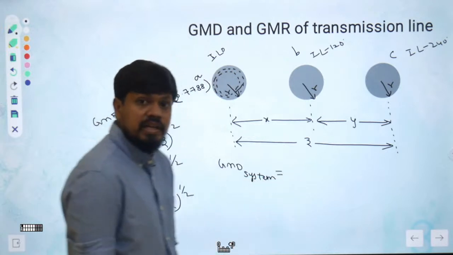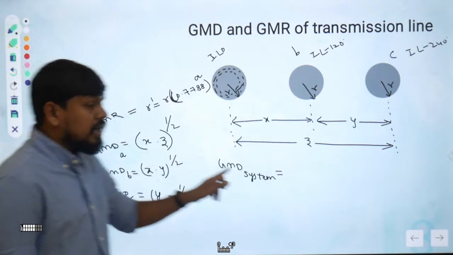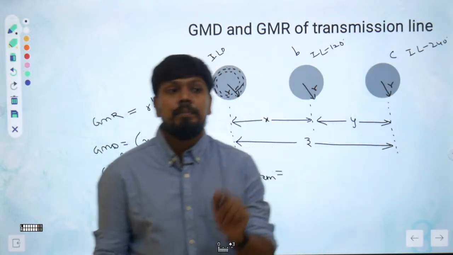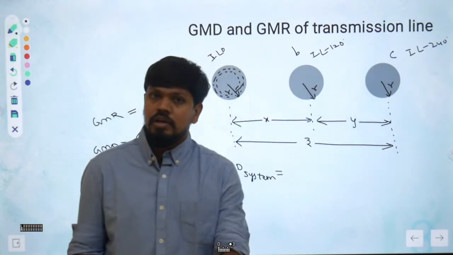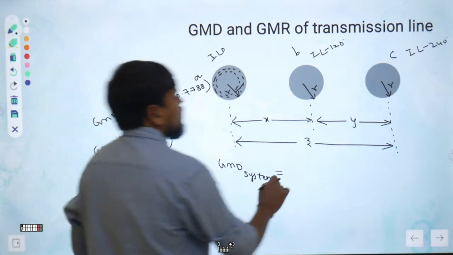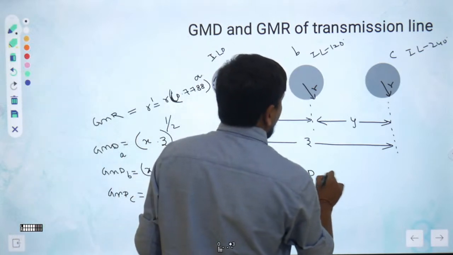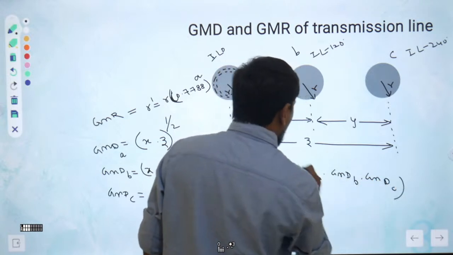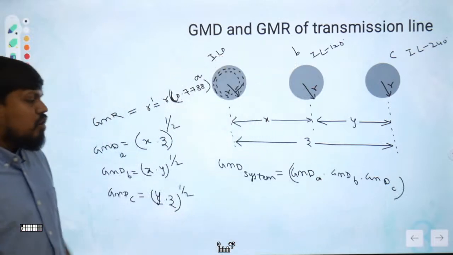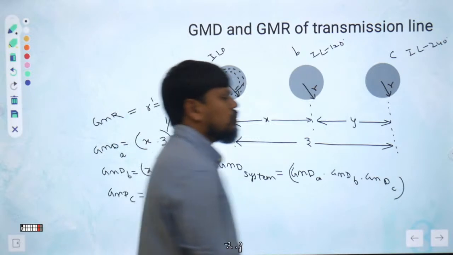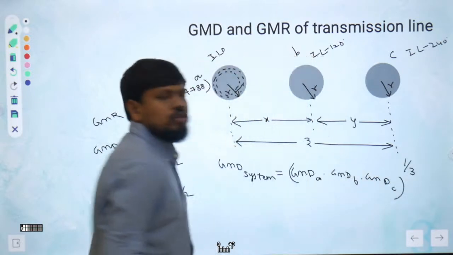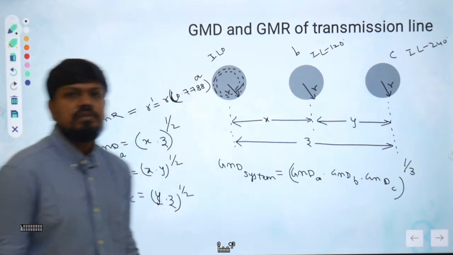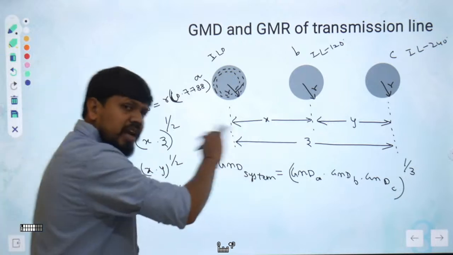Now if you want the GMD of the system, what is the GMD of the entire system? Why are we calculating GMD of the entire system? Because for the entire system you need to represent a per phase model. So GMD of the entire system is equal to GMD of A into GMD of B into GMD of C, whole power, how many terms are there? 1, 2, 3. So whole power 1 by 3 we have to use. This is GMD of the entire system.